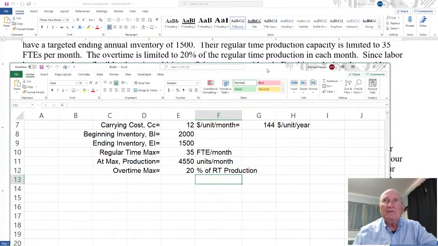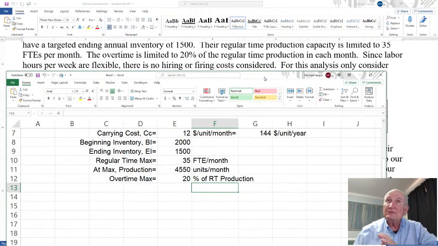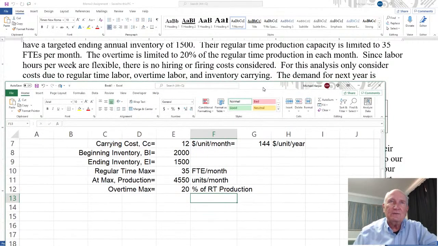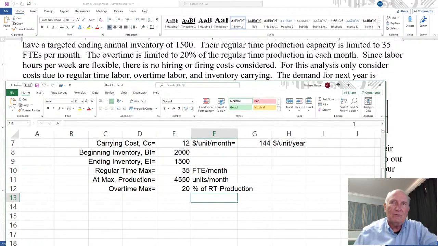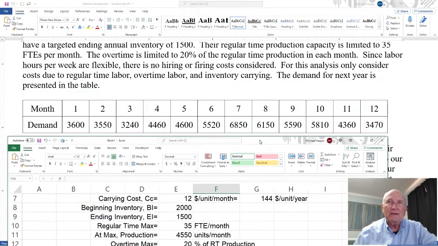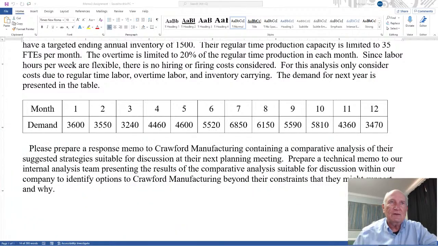Each month. Since labor hours per week are flexible, there is no hiring and firing cost considered. So they're not considering that. For this analysis, only consider costs due to regular time labor, overtime labor, and inventory carrying. Well, there we go. We have them. The demand for next year is presented in the table. Okay, there's our demand.